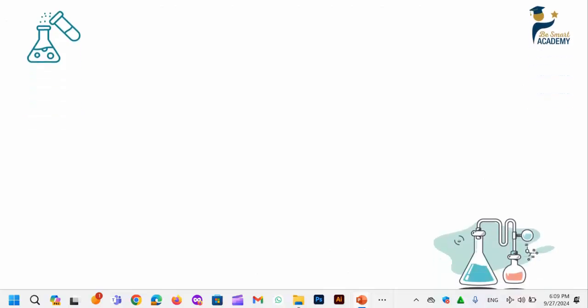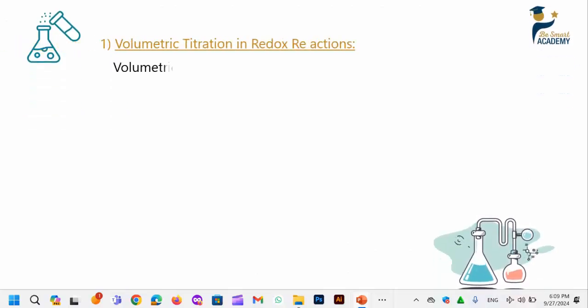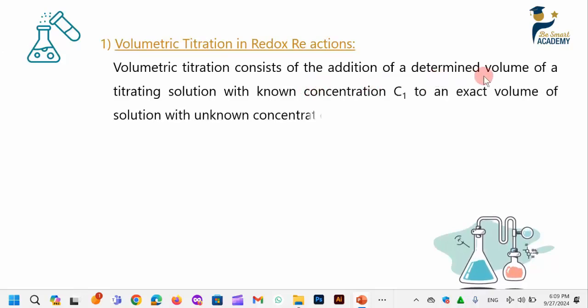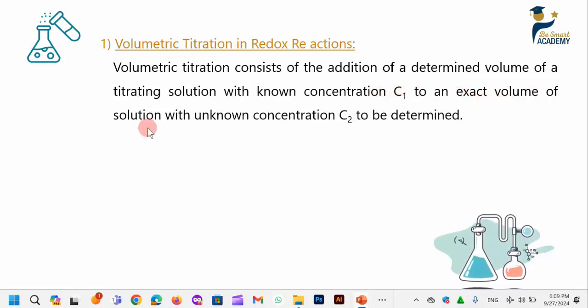Volumetric titration in redox reactions. Volumetric titration consists of the addition of a determined volume of titrating solution with known concentration C1 to an exact volume of solution with unknown concentration C2 to be determined. يعني the aim of titration is to determine the unknown concentration.